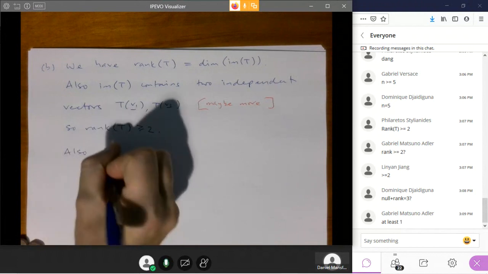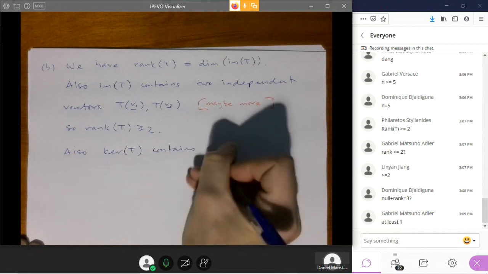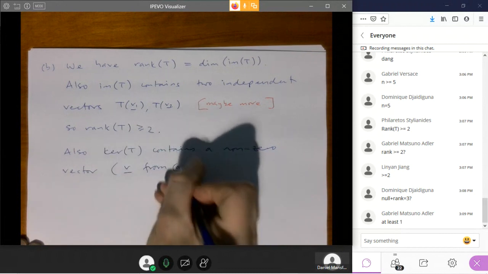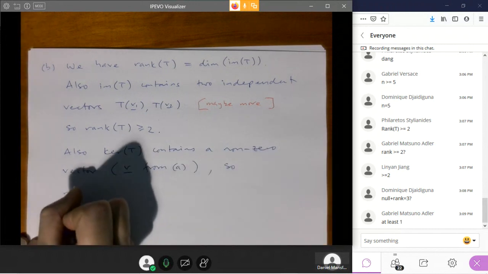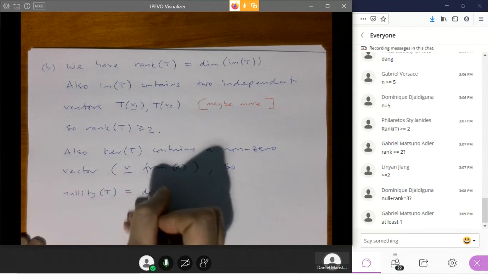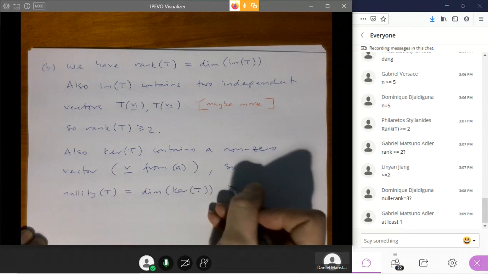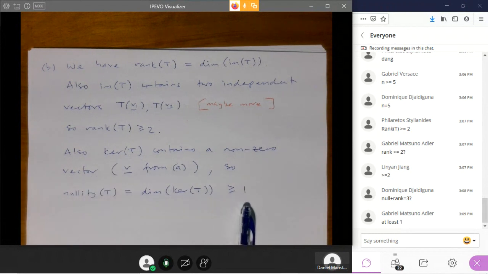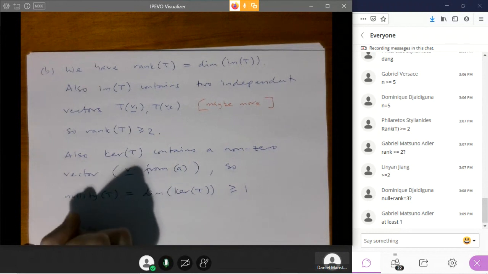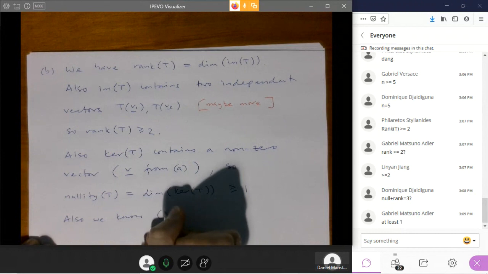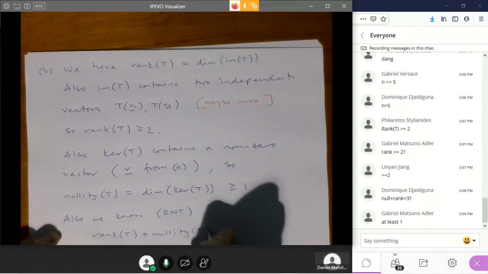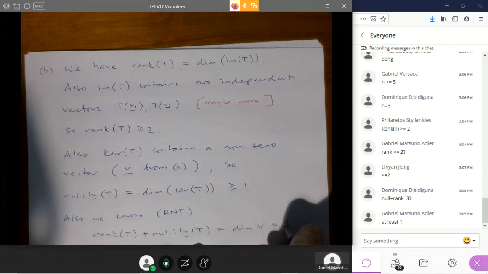So also, kernel of t contains a non-zero vector, specifically v from question A, and that means that the nullity of t, again, let's write in the definition, the dimension of the kernel of t, must be at least 1, okay? And again, perhaps I won't write it down this time, but same reason as that. We know it contains 1 non-zero vector, therefore the dimension is at least 1, but it could contain more independent vectors as well, so the dimension could be more than 1. So we've got that. Also, we know the rank nullity theorem. Rank of t plus nullity of t equals dimension of v, which is 3.